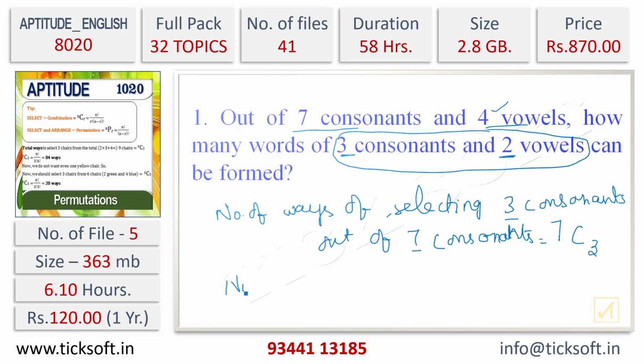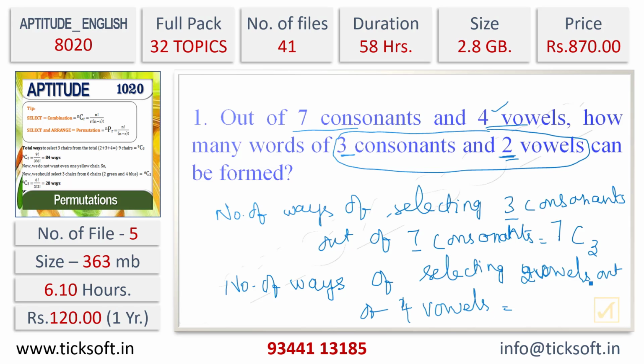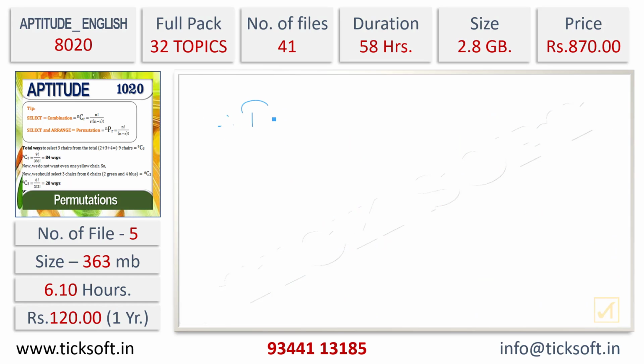Now we find the number of ways of selecting 2 vowels out of the 4 given vowels. That will be equal to 4C2. So from 7 consonants we have to choose 3, and from 4 vowels we have to choose 2. Therefore the total number of ways will be these number of ways into these number of ways, which is 7C3 into 4C2.